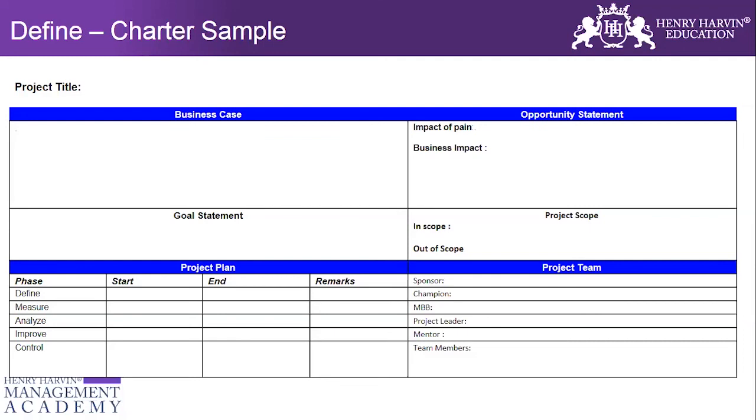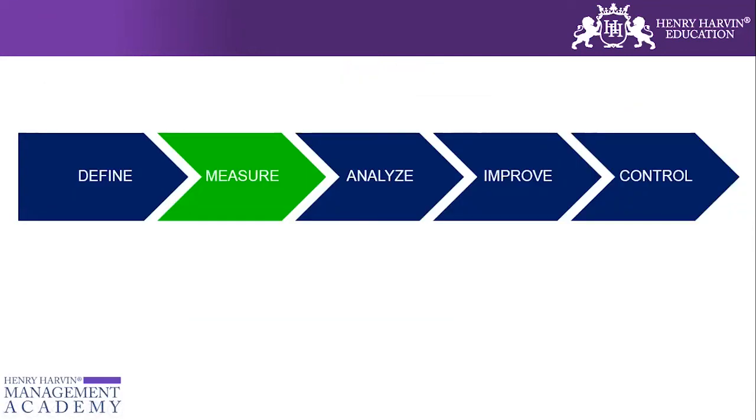And then there is a Cipher, which is the high-level process map, which clearly articulates the high-level steps of a process, wherein S stands for supplier, I stands for input, P stands for process, O stands for output, and C stands for customer. Okay, so we have completed successfully the define phase of the Six Sigma, and now we are going to go ahead with the measure phase of the Six Sigma.